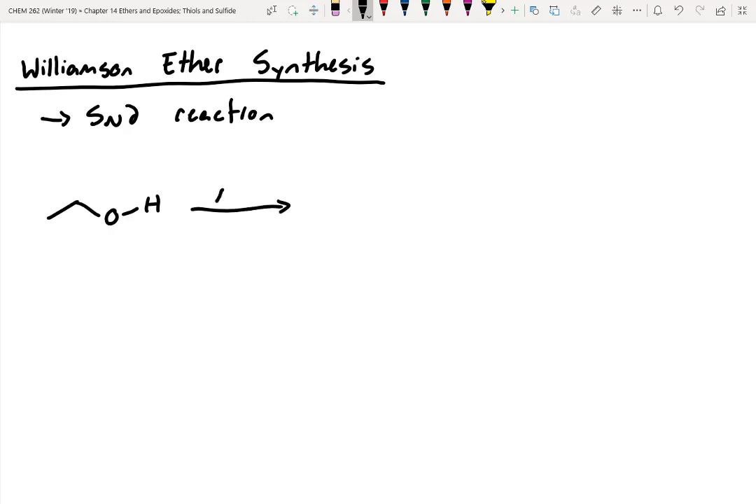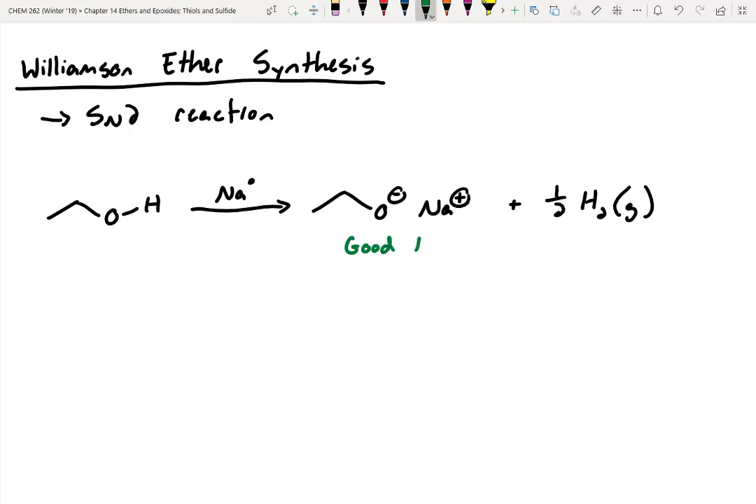So maybe we'll just throw in elemental sodium. We saw that last chapter. And if we do this, we can actually form the alkoxide anion. The countercation is sodium. And then we'll make half an equivalent of hydrogen gas, that will bubble out of solution. All right, so this is a good nucleophile. Now that we've got a good nucleophile, we need a good electrophile.